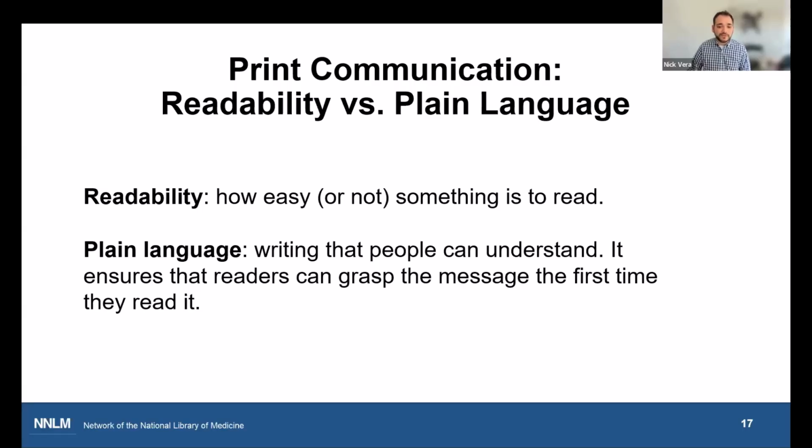Just because someone can read something at a certain level doesn't mean that they can understand it or know what to do with it. If you rely on a grade level score, you can be misled into thinking that your materials are clear and effective when they may or may not be. That's because readability formulas don't really take into account the user's context or the principles of plain language. By contrast, plain language addresses factors that contribute to ease of reading and comprehension, ensuring that readers can grasp the message the first time they read it.